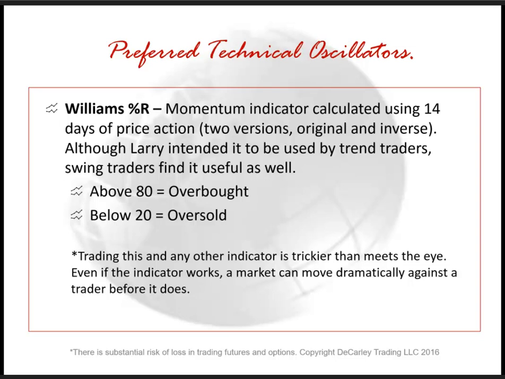But in a nutshell, the way it works is if the Williams %R reads above 80, it's overbought. If it reads below 20, it's oversold. Larry Williams, the developer of the indicator, intended it to be used by trend traders, but I find that swing traders might find it useful as well. And as a disclosure, trading this and any other indicator is trickier than meets the eye. Even if the indicator works, a market can move dramatically against the trader before we find out that the indicator did work.